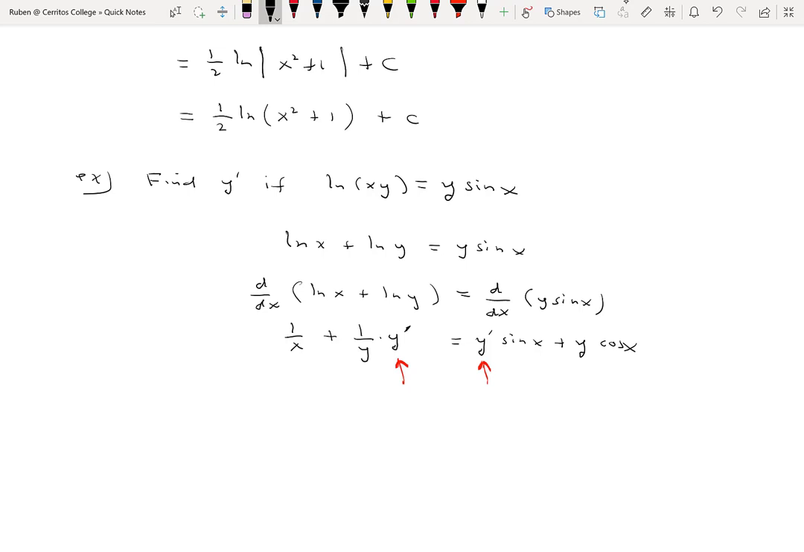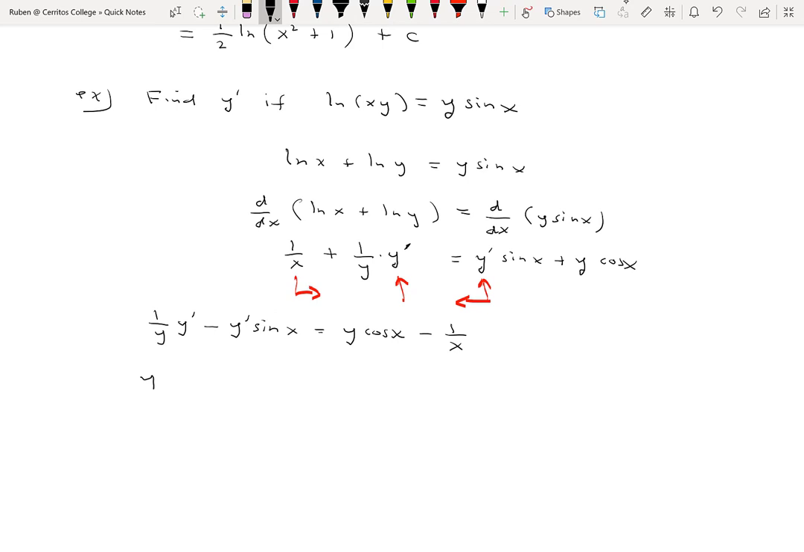This is where all the algebra happens. So let's get everything with a y prime on one side. I'm going to bring the y prime sine x to the left hand side, and let's take everything that doesn't have a y prime on it to the right hand side. So what I'm going to get is, on the right hand side I already had the y cosine x. I'm going to subtract 1 over x from both sides. We're almost there, believe it or not. So y prime times 1 over y minus sine of x, factoring out the y prime, equals y cosine x minus 1 over x.